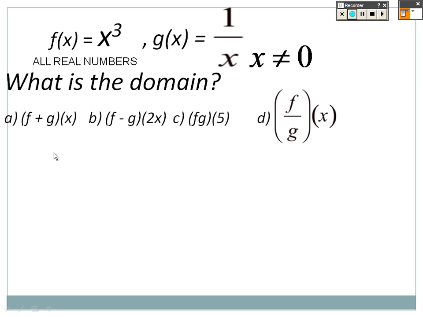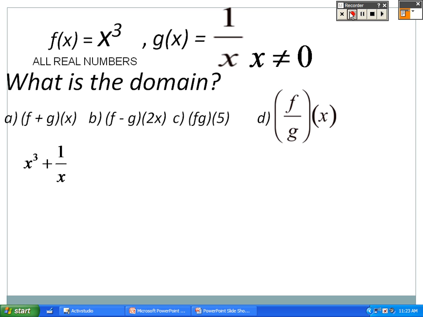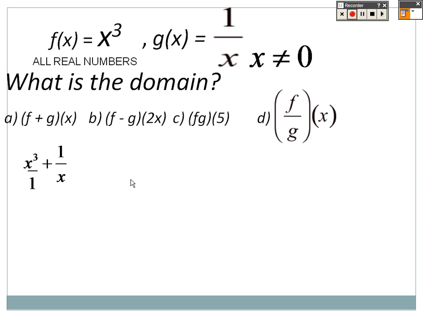So it says find f plus g of x. So it says to add f and g together. So f of x is 3x and g of x is 1 over x. So I have to find a common denominator, so the common denominator is x for both of these. So I get x over 4 plus 1 over x, and remember x cannot equal 0.